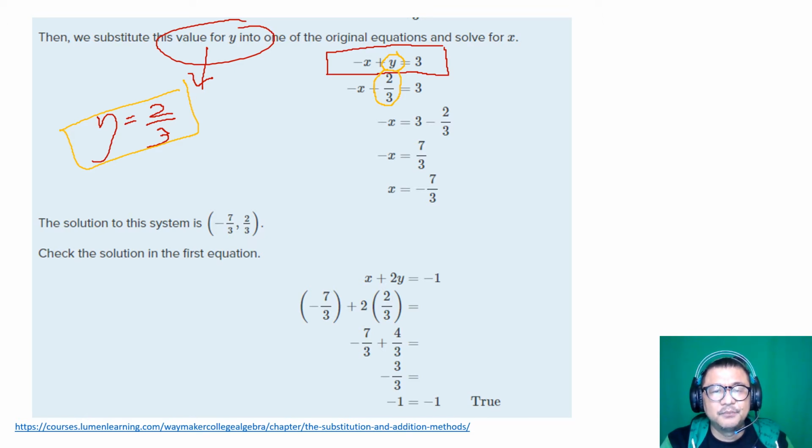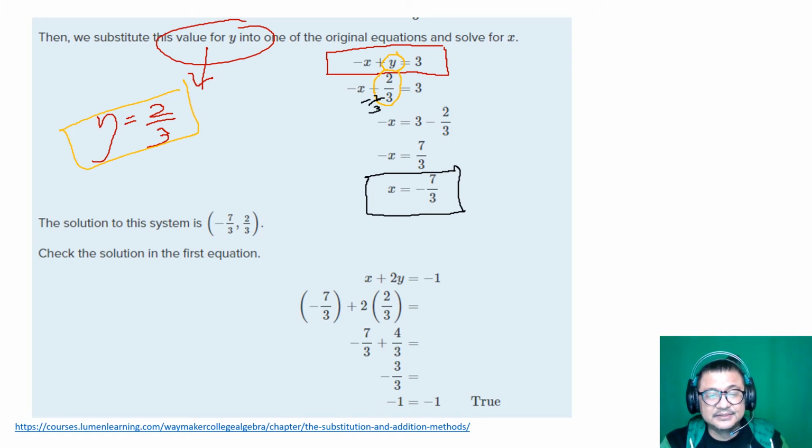Plus 2/3 on both sides. Oh, that's a positive. So minus 2/3 on the right, minus 2/3 on the left. 3 minus 2/3 is 7/3. Get rid of the negative. Divide by negative, divide by negative. x is equal to negative 7/3. All right, so that's the value of x.